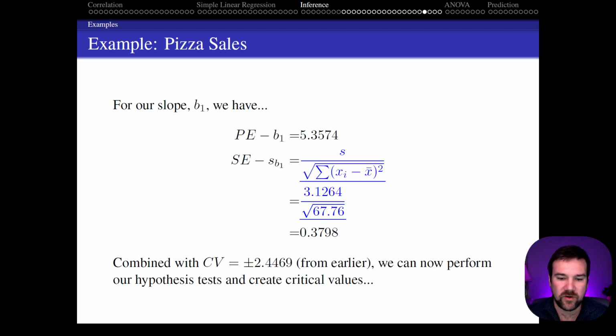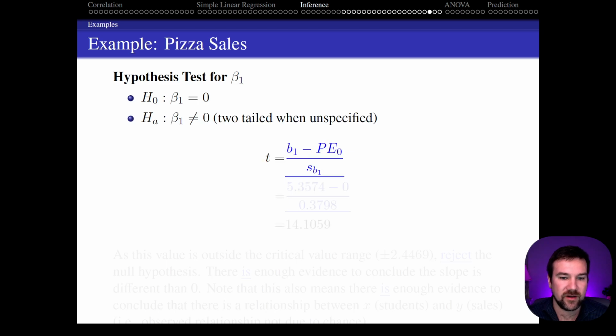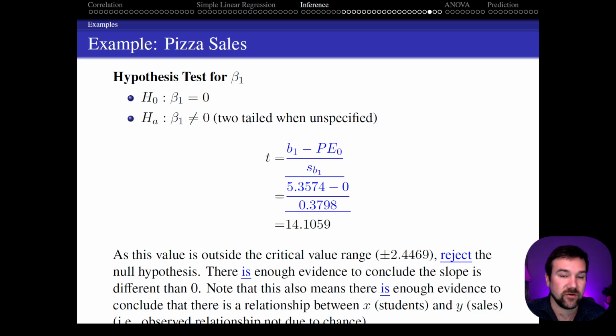All right, for our slope equation, again, it looks like I gave you all the answers, but here's my work. So I've got my point estimate, standard error, and critical value. I can go ahead and put together my test. I do get a very big test statistic here, so compared to my critical value, there is enough evidence to determine that there's a relationship between the student population and the sales. So that is to say there is enough evidence to determine that there's a non-zero slope in this case. And again, non-zero slope and there's a relationship between X and Y are synonymous. So those are the same; the test tells me both things.